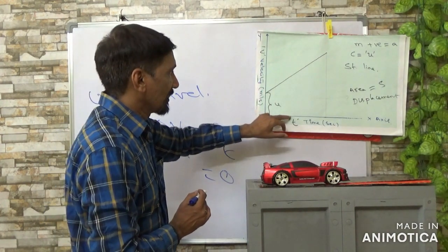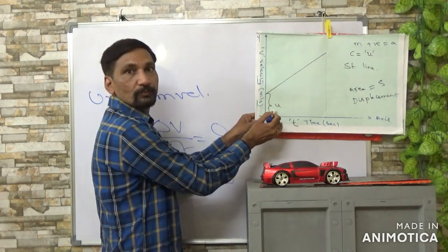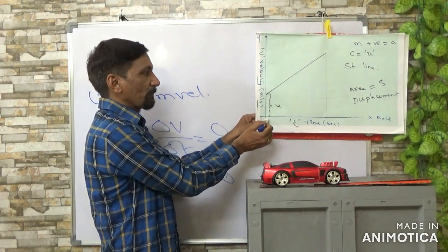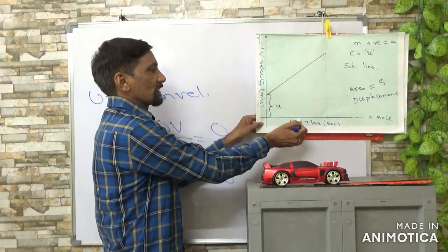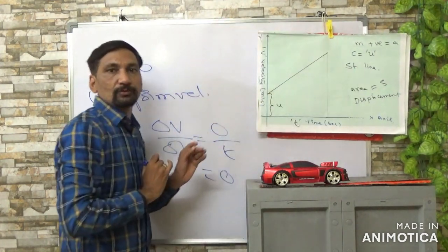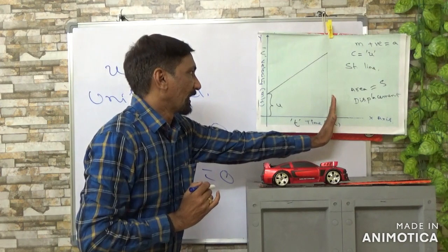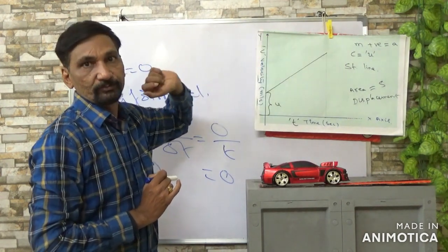So as you increase the time, this is at 0 second, its velocity is u. Okay, so in the beginning some velocity it is having. Okay, so as you increase the time, its velocity is also increasing. Okay, so at time t seconds its velocity is say v.